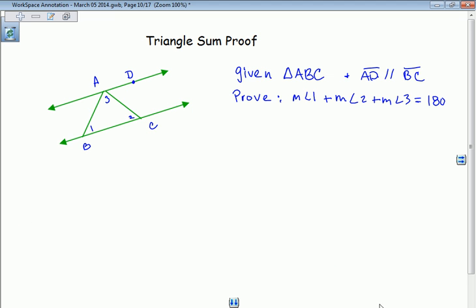We'll start here. So this is angle 4 here. This is not labeled. And this is angle 5. If you're given a triangle ABC, and you are also given that line AD is parallel to BC, are we all good with that? Could you construct it? Yes. What we're trying to prove is that the measure of angle 1 plus the measure of angle 2 plus the measure of angle 3 is equal to 180 degrees. So what would the first step be?